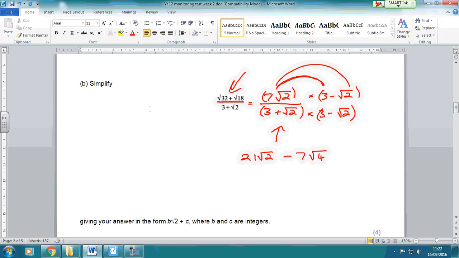So notice on the first one, we did the 7 times the 3, so that's 21, and then had that root 2 on. And then when we multiply the same thing, because this 7 root 2 is just one big thing, when we do the root 2 times the root 2, that's going to be root 4.